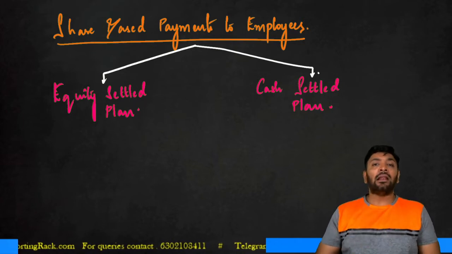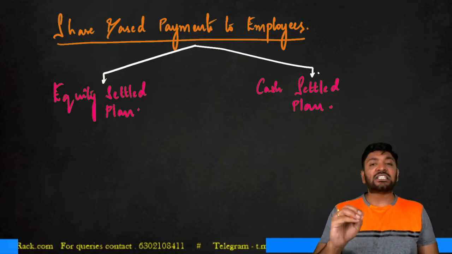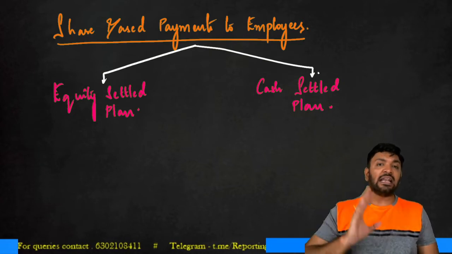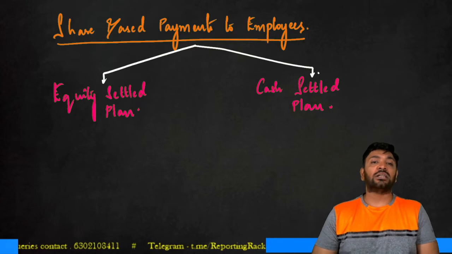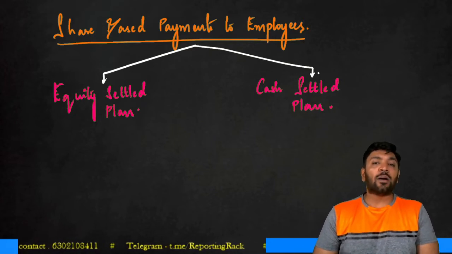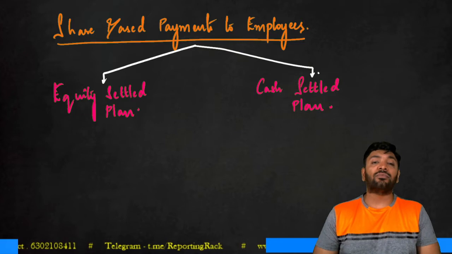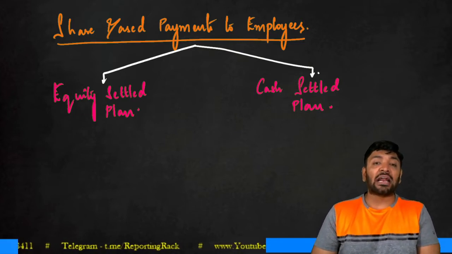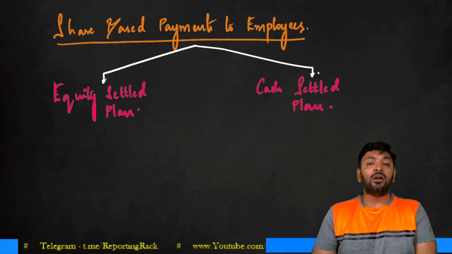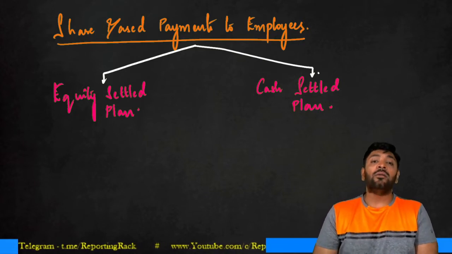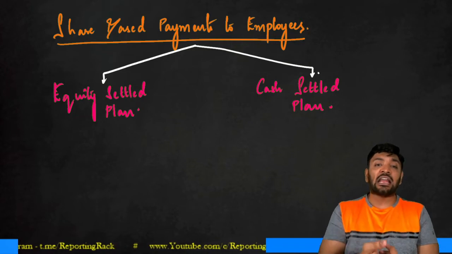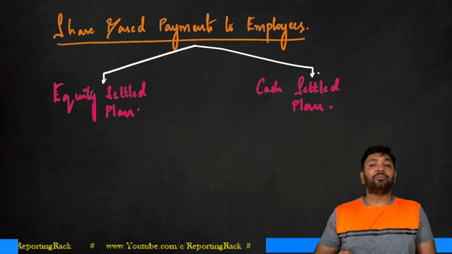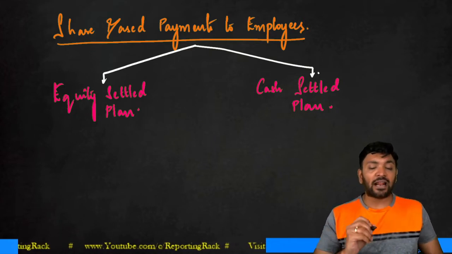Let's say, for example, I've given an employee to exercise the shares of my company at a price of 80. On a future date, let's say on 31st of March 2022, the market price of my company is 92. So what I'll say, you have a right to buy the share at 80. Today's current market price is 92. Therefore, instead of you paying me 80, I allotting you share, I will directly pay you 12 rupees as settlement. These are called as cash settled plan.